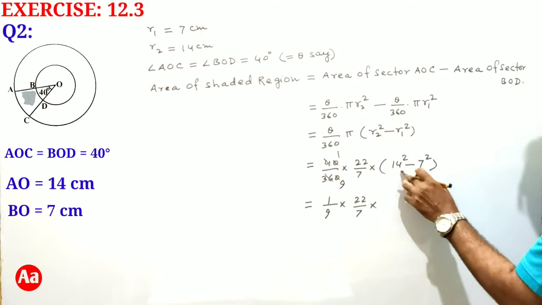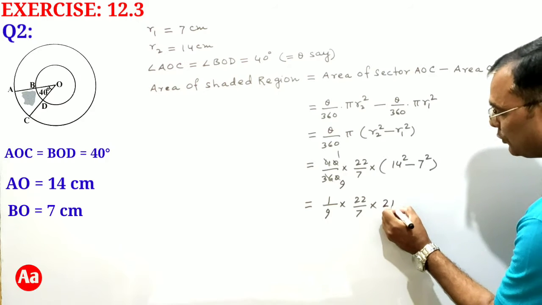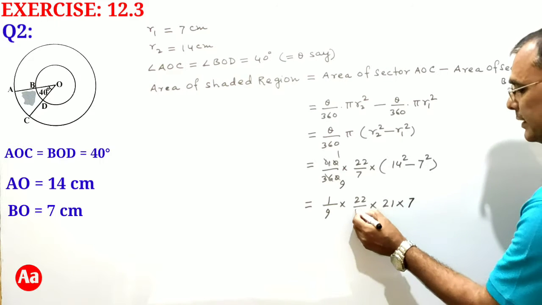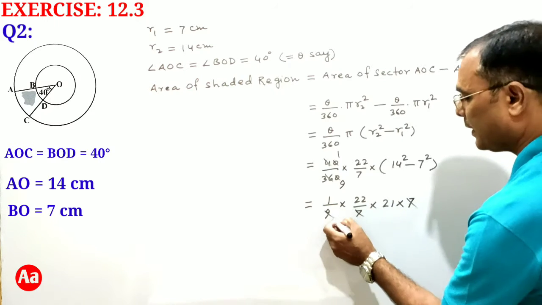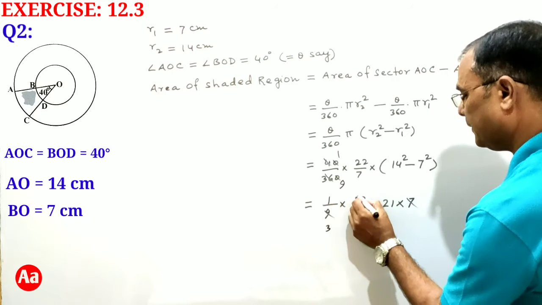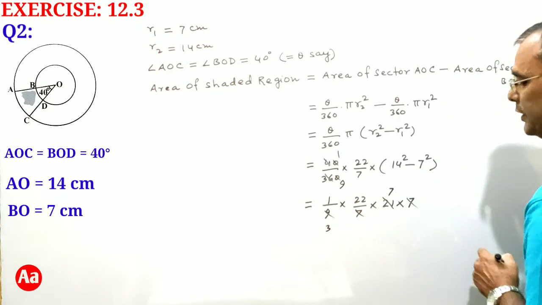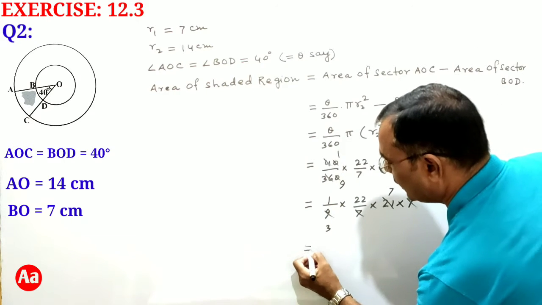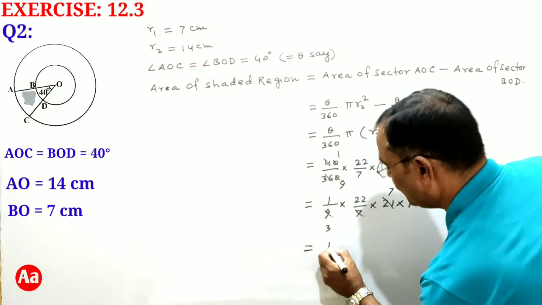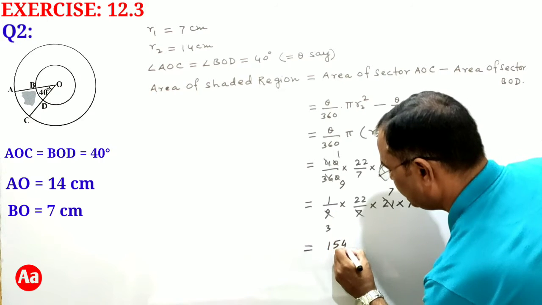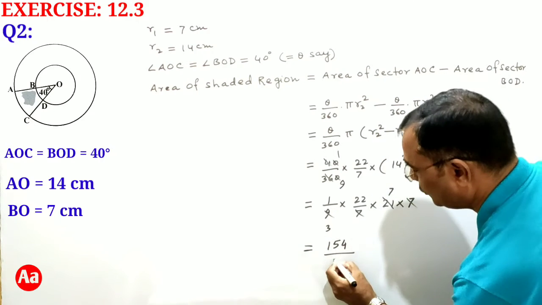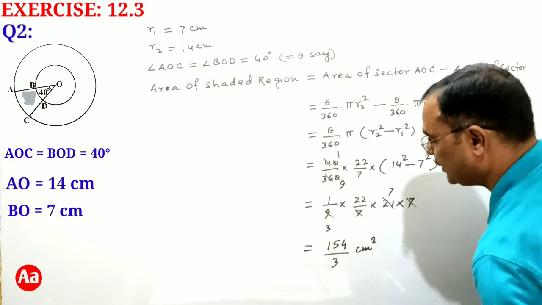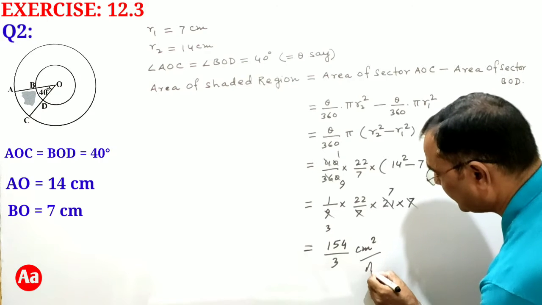A plus b, 14 plus 7, 21, into a minus b, 14 minus 7, 7. This 7 cancels, 3 3s are 9, 3 7s are 21. So 22 into 7 equal to 154 divided by 3 centimeter square, and this is the answer.